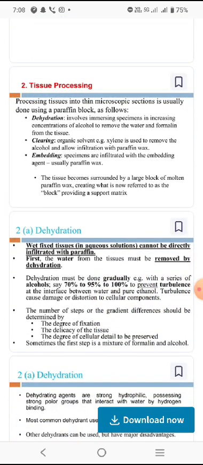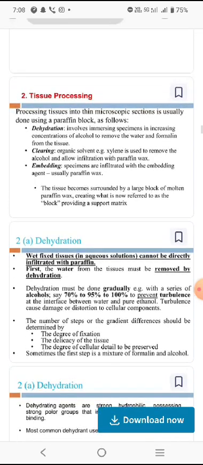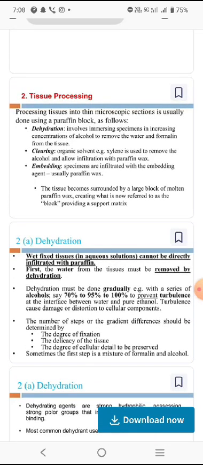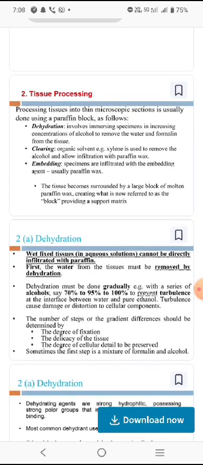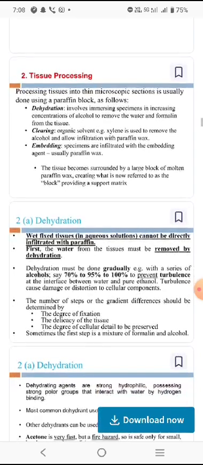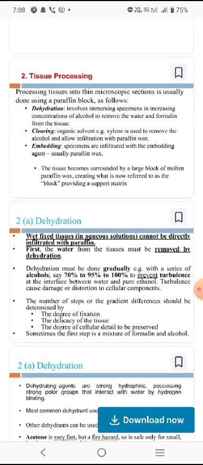Tissue processing. Processing tissue into thin microscope sections is usually done using paraffin blocks, as follows. Dehydration: immersing the specimen in increasing concentrations of alcohol to remove the water and formalin from the tissue. Clearing: organic solvents, for example xylene, are used to remove the alcohol and allow the infiltration of the paraffin wax. Embedding: specimens are infiltrated with the embedding agent, usually paraffin wax. The tissue becomes surrounded by a large block of molten paraffin wax, creating what is now referred to as the block, providing support.